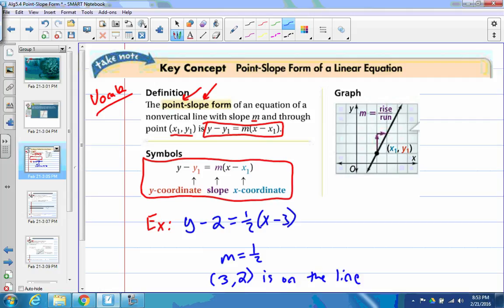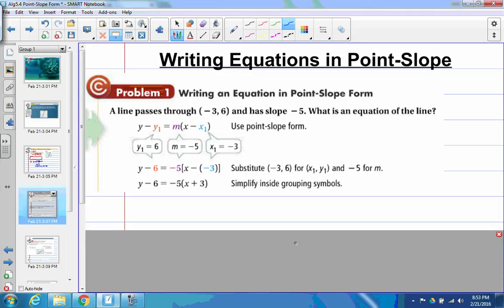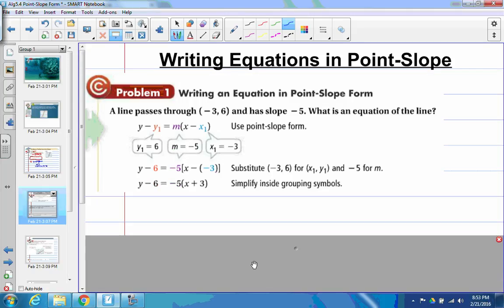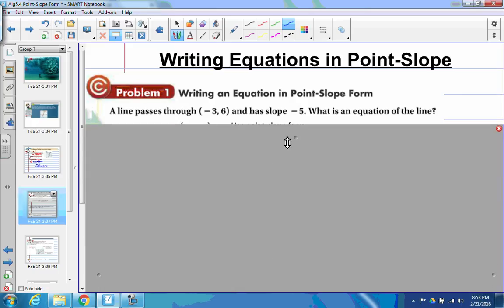So let's start writing some of these. All right, let's look at this first example. Writing an equation in point-slope form. So I won't show you too much yet, but let's see. A line passes through -3 and 6. So this might be an example you might want to write down. It's a very simple one, and it has a slope of -5. What is an equation of the line?